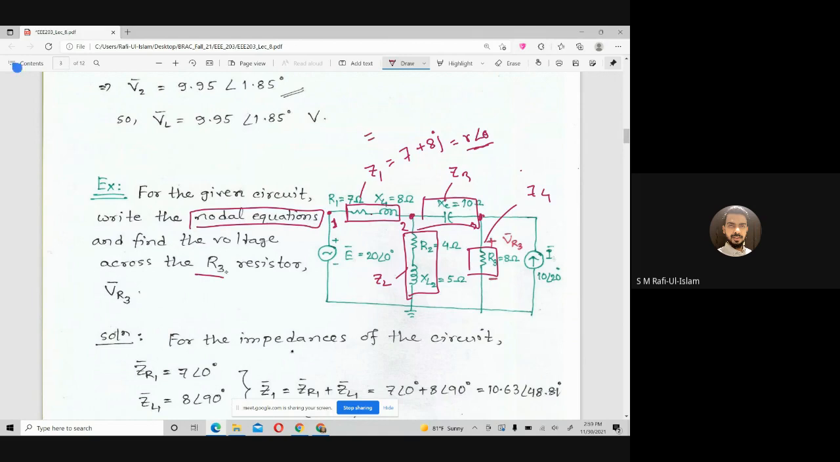What is the phasor of R1? 7 at 0 degrees, right? It's a resistive component. What is the phasor for this inductor? XL1, 8 at 90 degrees. Perfect. If you perform this operation, you will get back to this. So there is no harm. Whatever you find convenient, you can go for that.